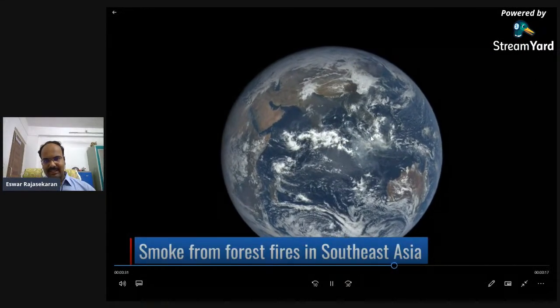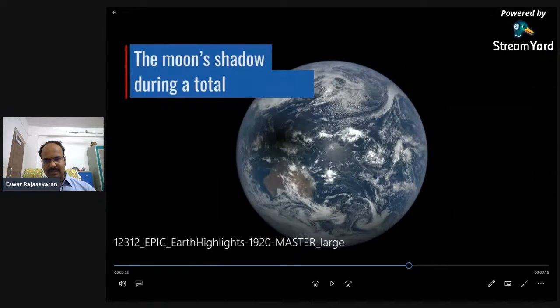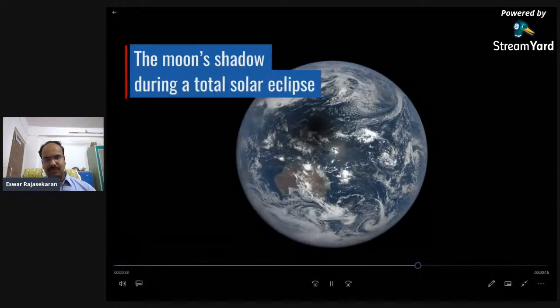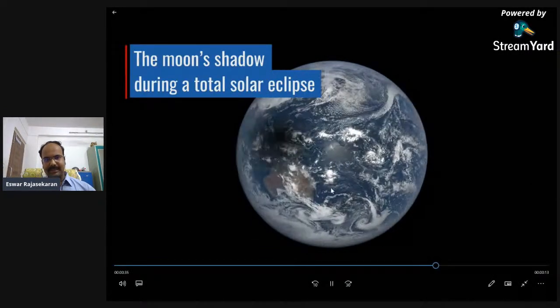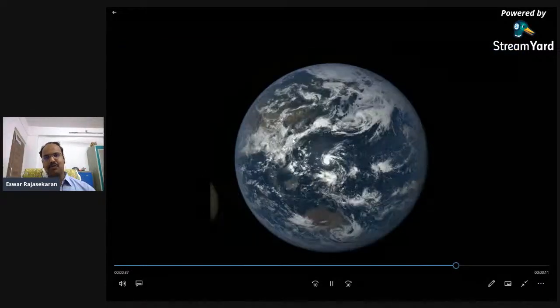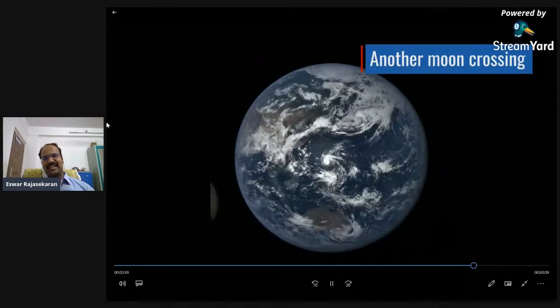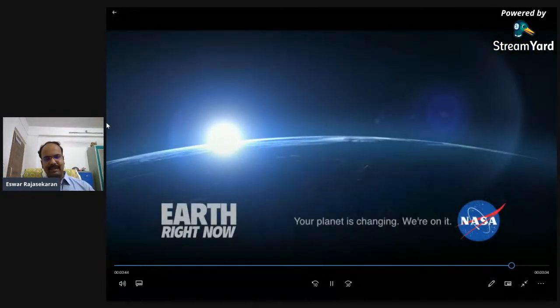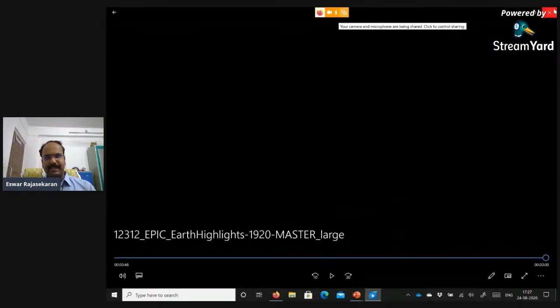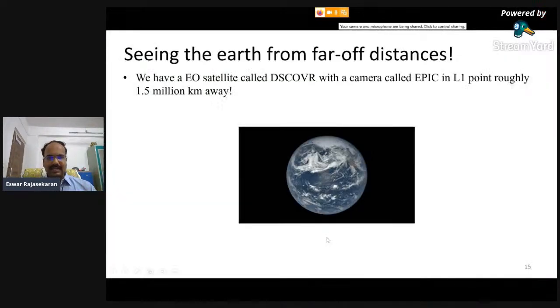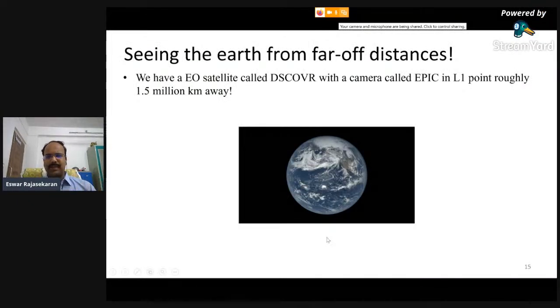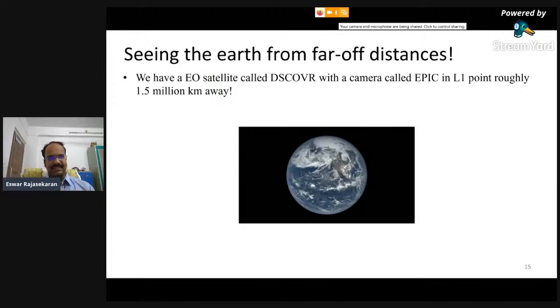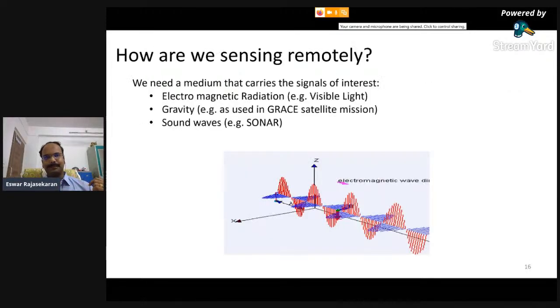Smoke, like here in this particular region, we have smoke. Moon shadow due to a lunar eclipse that is passing, so the black portion is a moon shadow. Another moon crossing. So these are some examples of observing the Earth from a completely different orbit. Seeing the Earth from our own eyes' perspective and seeing the Earth from a completely different point will show us really new things about the Earth's surface, how the Earth looks, how the Earth behaves. All these things we can get.